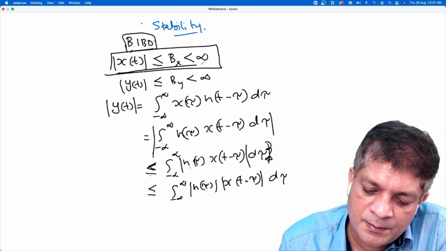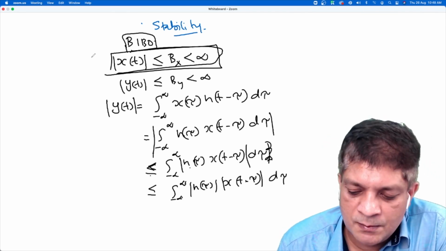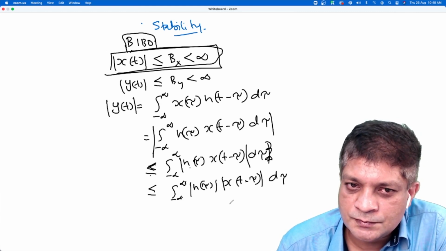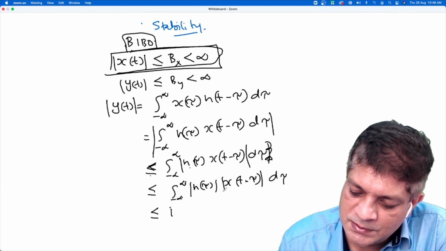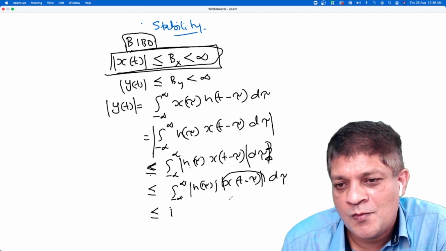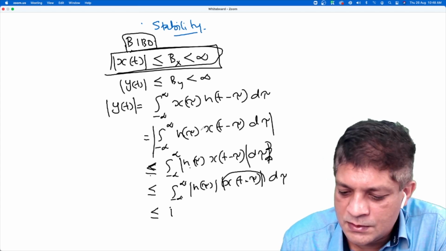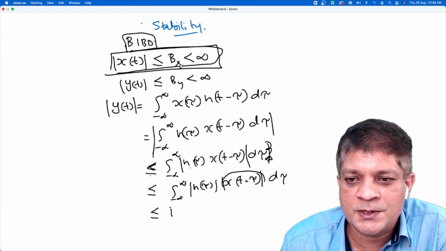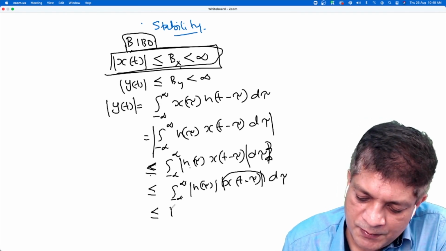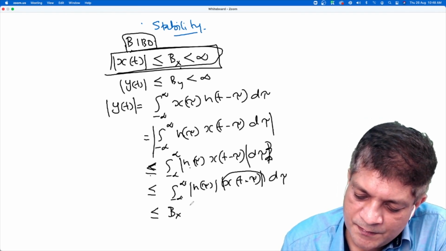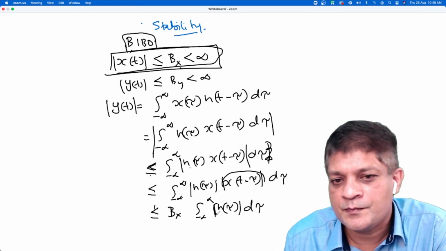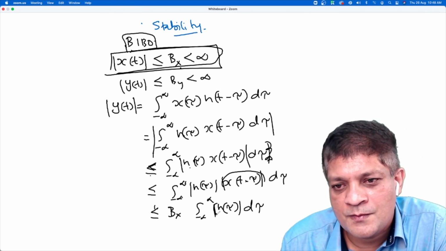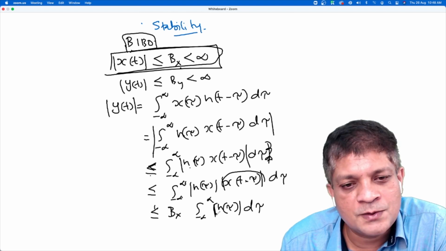Now we are given the information that this is bounded. Can we simplify this? If the input is bounded, what is the maximum value of x(t minus tau)? Is it Bx? We are given the information that the input signal is bounded. If it is bounded, can we write it like this? It is less than or equal to Bx times the integral from minus infinity to infinity of |h(tau)| d tau. Is it possible? Yes, sir.